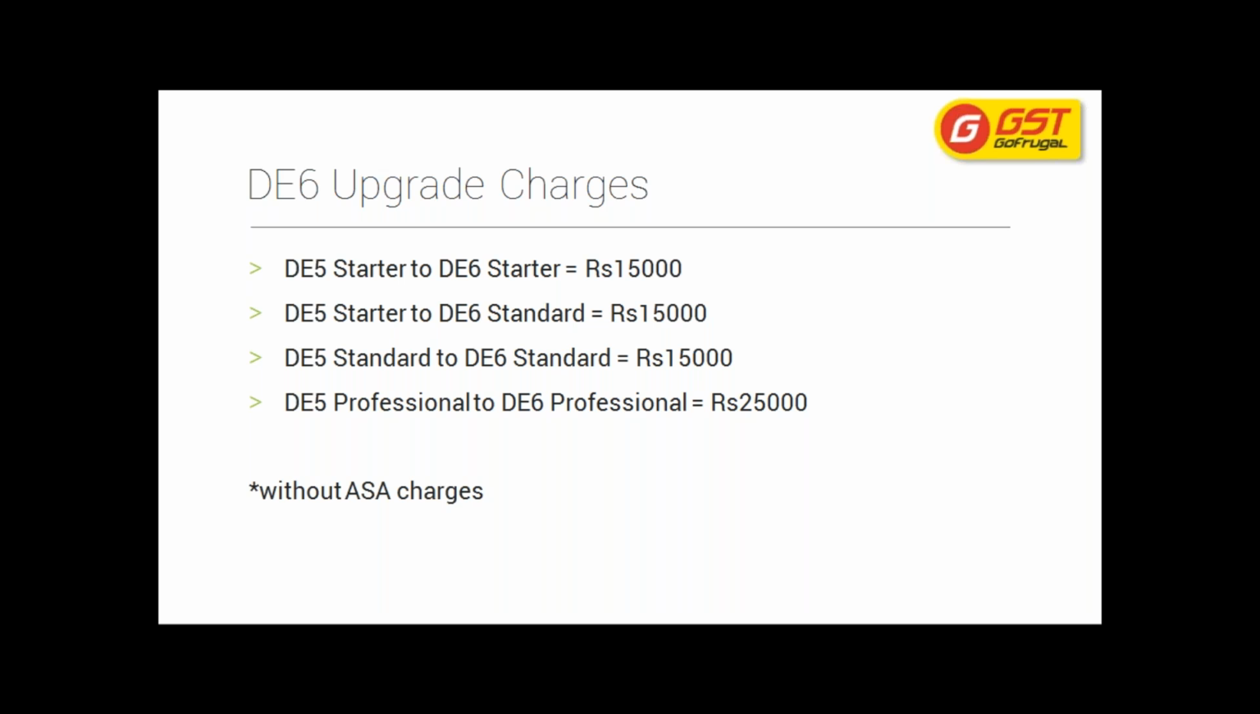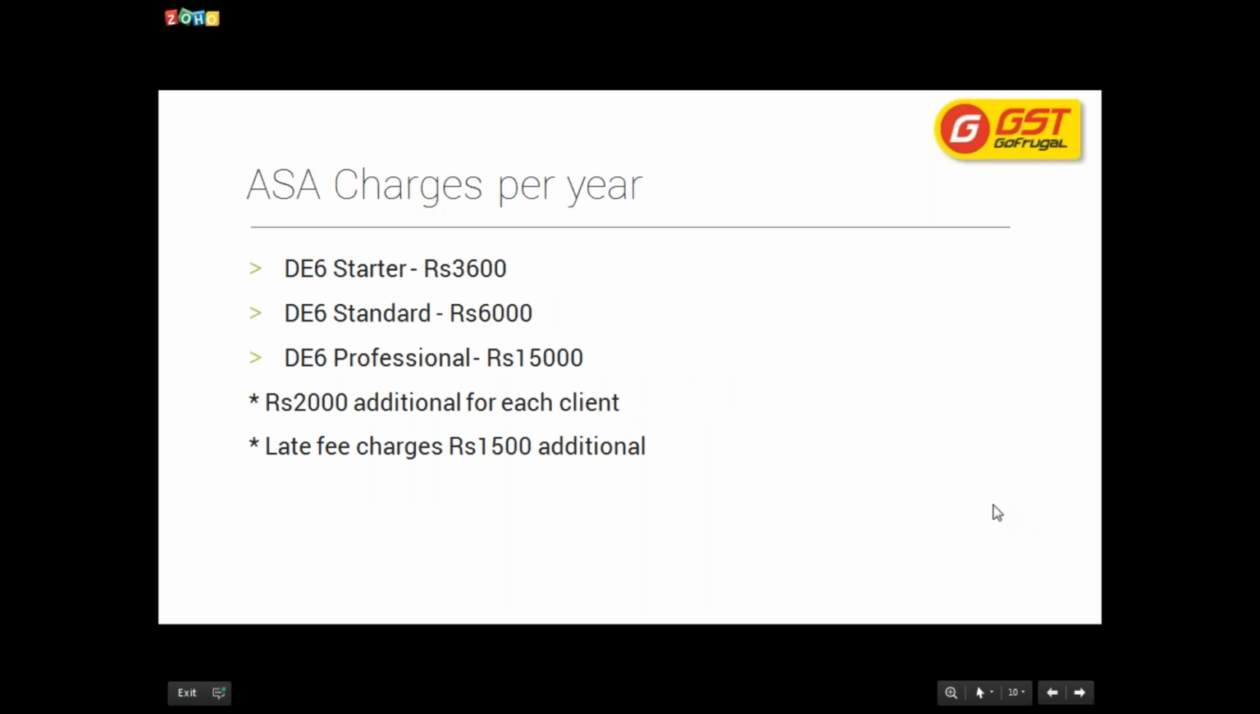These are only the upgrade charges. You need to pay separately for the ASA payments, which have already expired, along with the late fee charges. The ASA charges for DE6 starter would be rupees 3,600. For DE6 standard, it would be 6,000, and for DE6 professional, it is rupees 15,000.